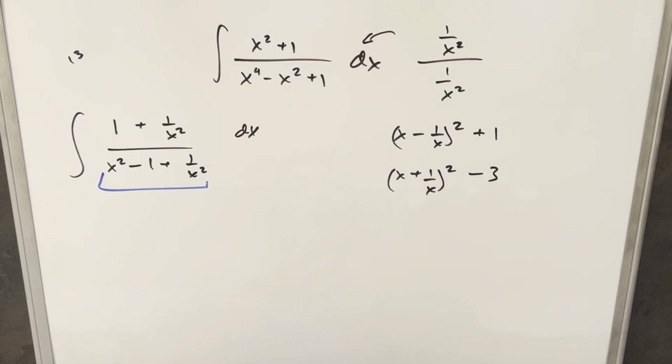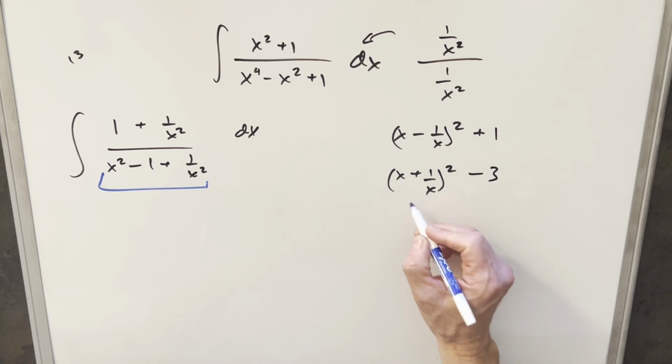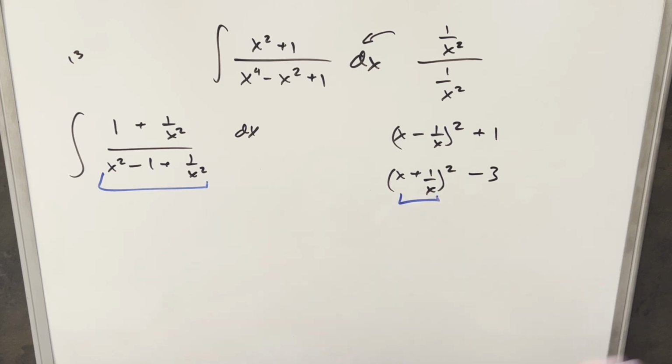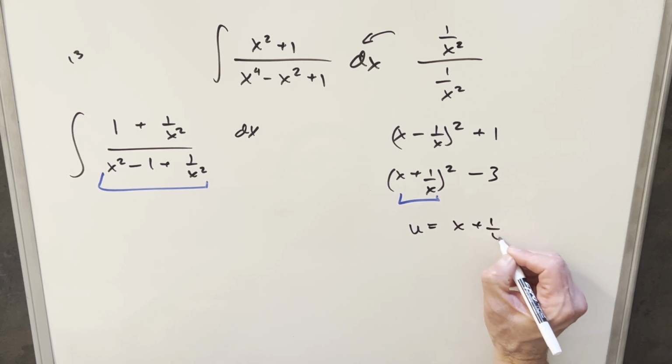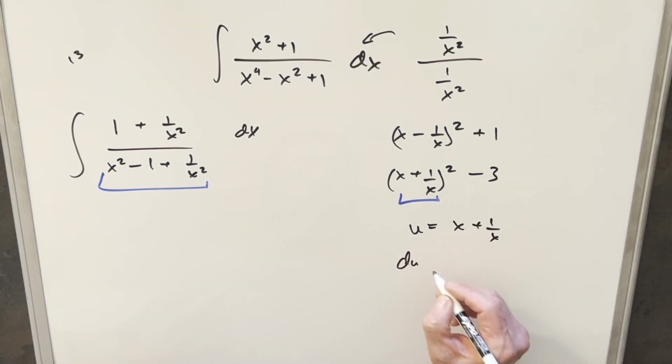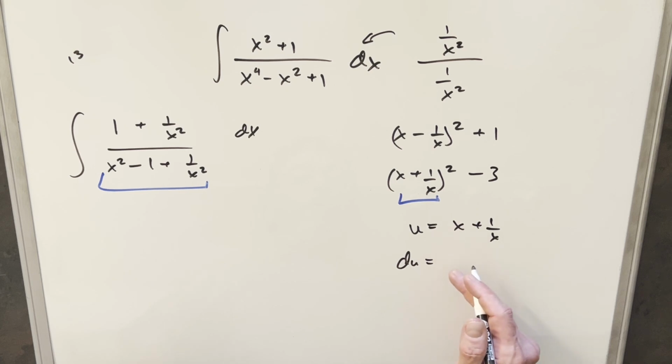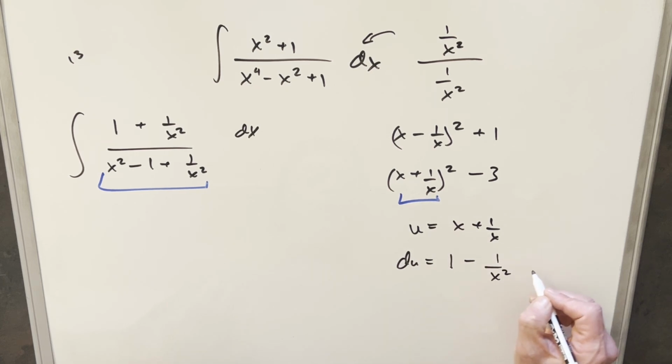Well, I want to choose the one that's going to help me more with the u substitution. So for example, if I were to make my u equal to this, x plus 1 over x, let's just see how that's going to work. So we'll say u equals x plus 1 over x. I'll take a derivative. du, derivative of x is going to be 1. Derivative of this is going to be minus 1 over x squared dx.